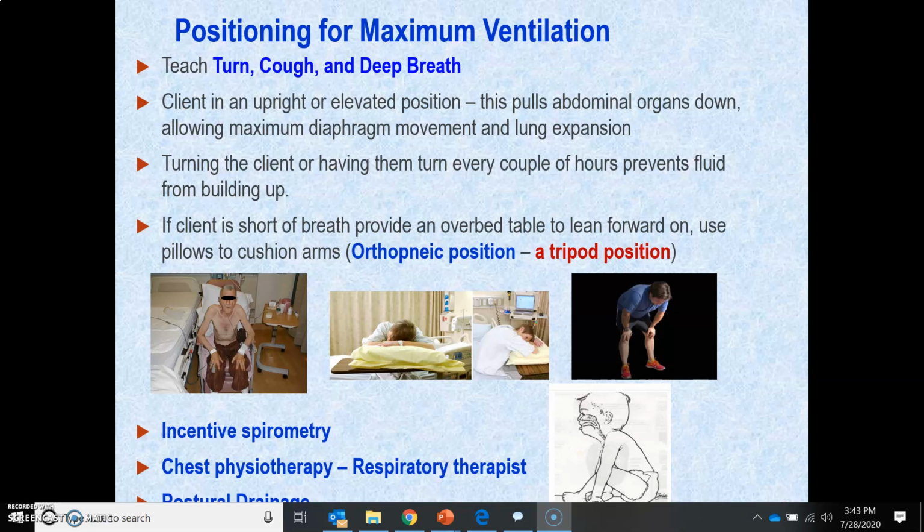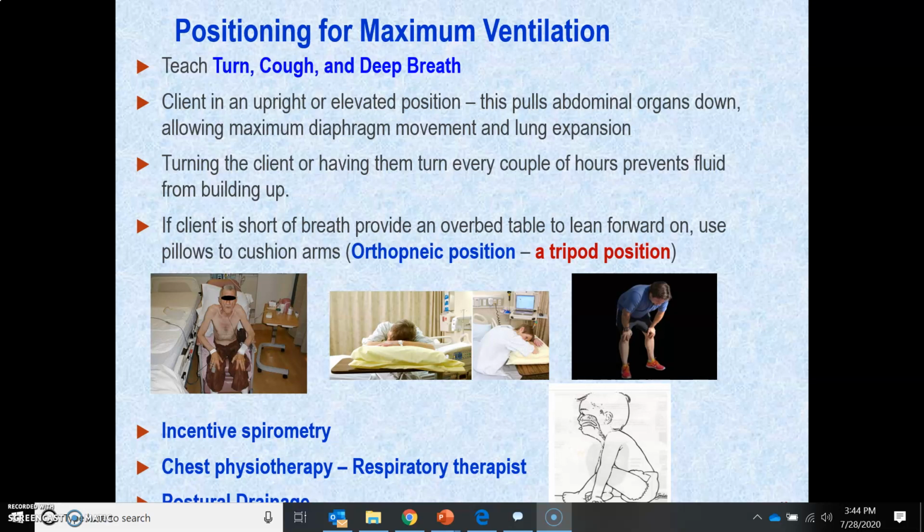So usually we need to keep our person in an upright and elevated position. This pushes and pulls the abdominal organs down so the diaphragm can expand and move, and the lungs can expand and deflate. Have the patient turn every couple of hours, which keeps fluid from building up.